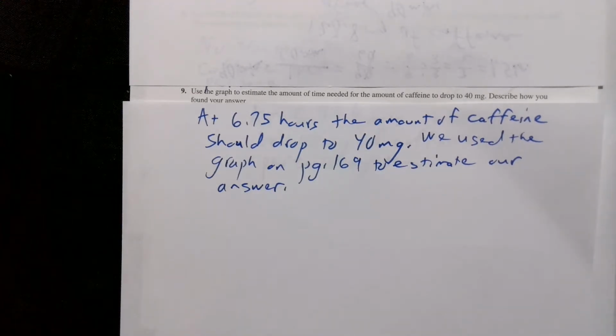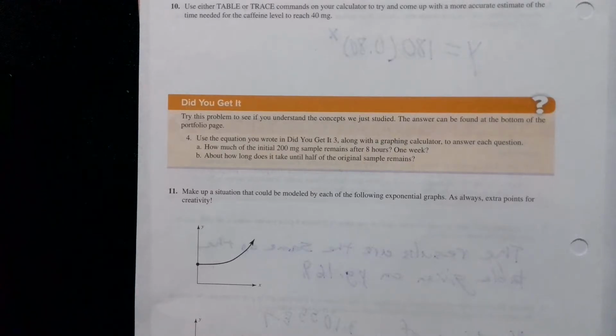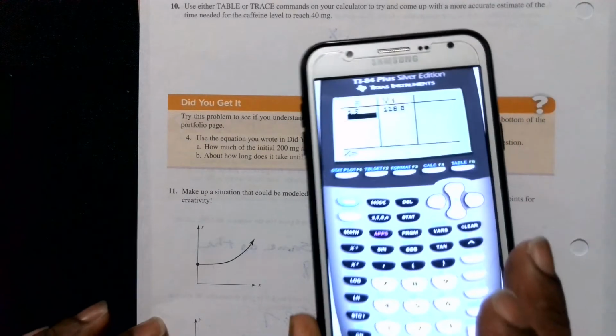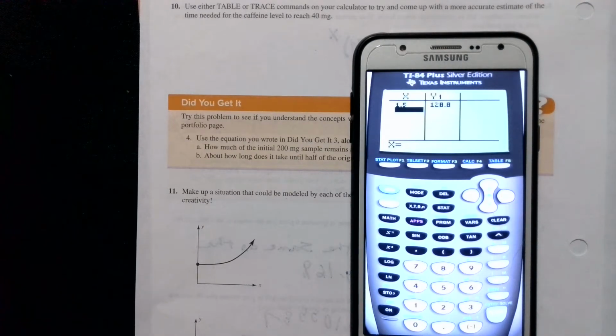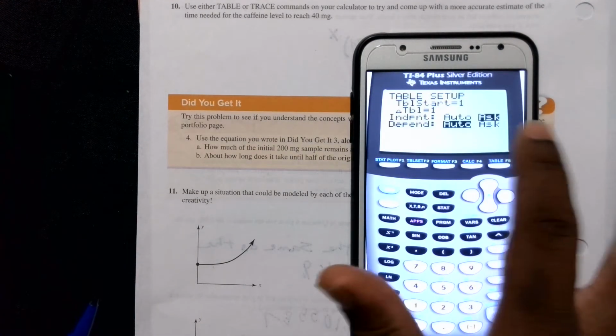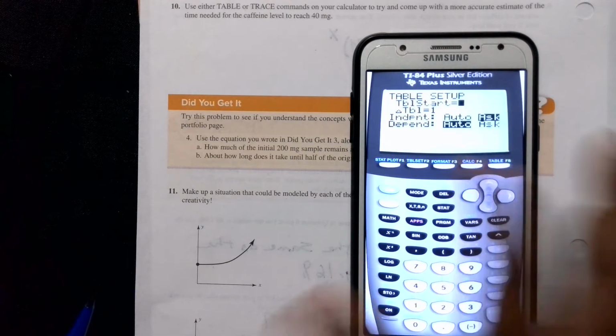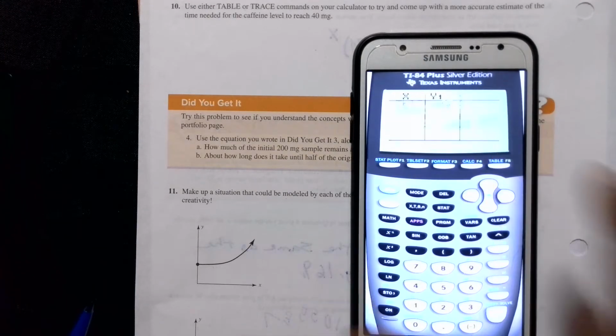Okay, now we're going to move on to problem number 10. Now we're asked for number 10 to use either table or trace commands on your calculator to try and come up with a more accurate estimate of the time needed for the caffeine level to reach 40 milligrams. Now, we could go back to what I told you before on the table. If you left the table the way I told you, go into second window where you had the independent as ask. We could go back to the table.